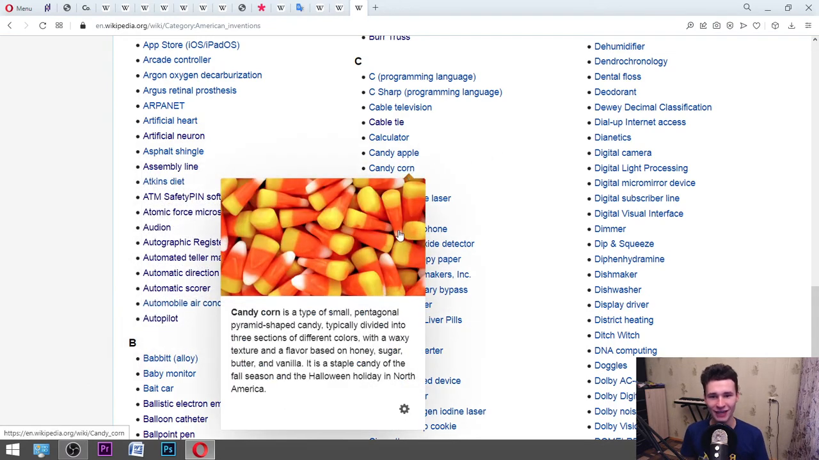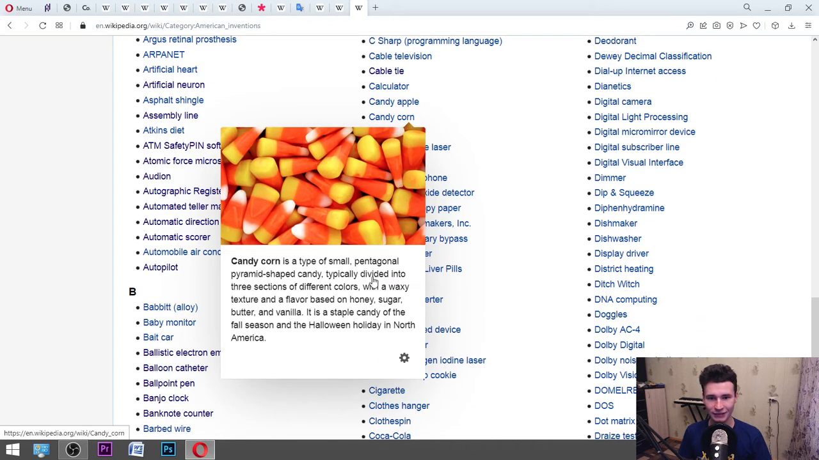Okay, go next. Candy corn. Candy corn is a type of small pentagonal pyramid shape. It means pentagonal, five things we have. Pentagonal pyramid shaped candy, typically divided into three sections of different colors.